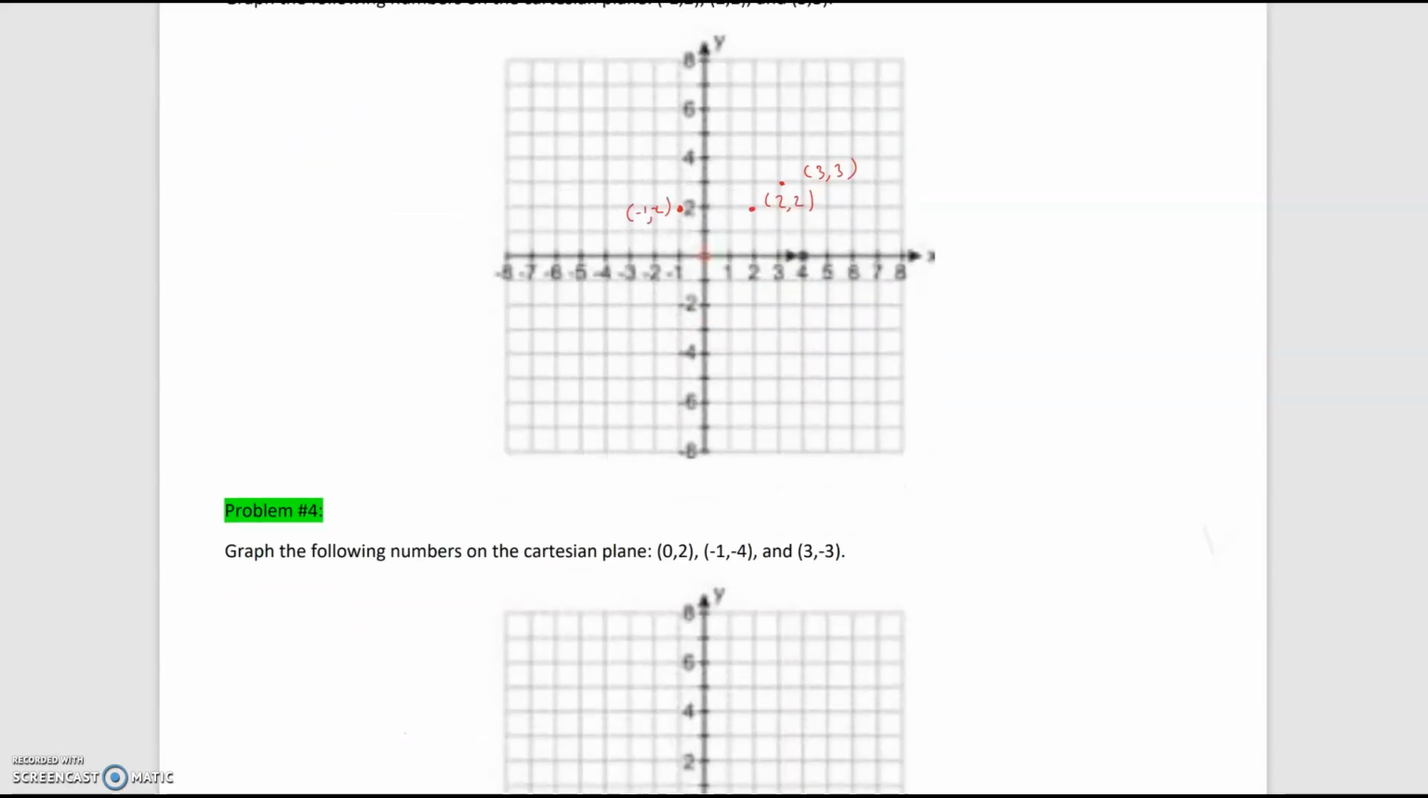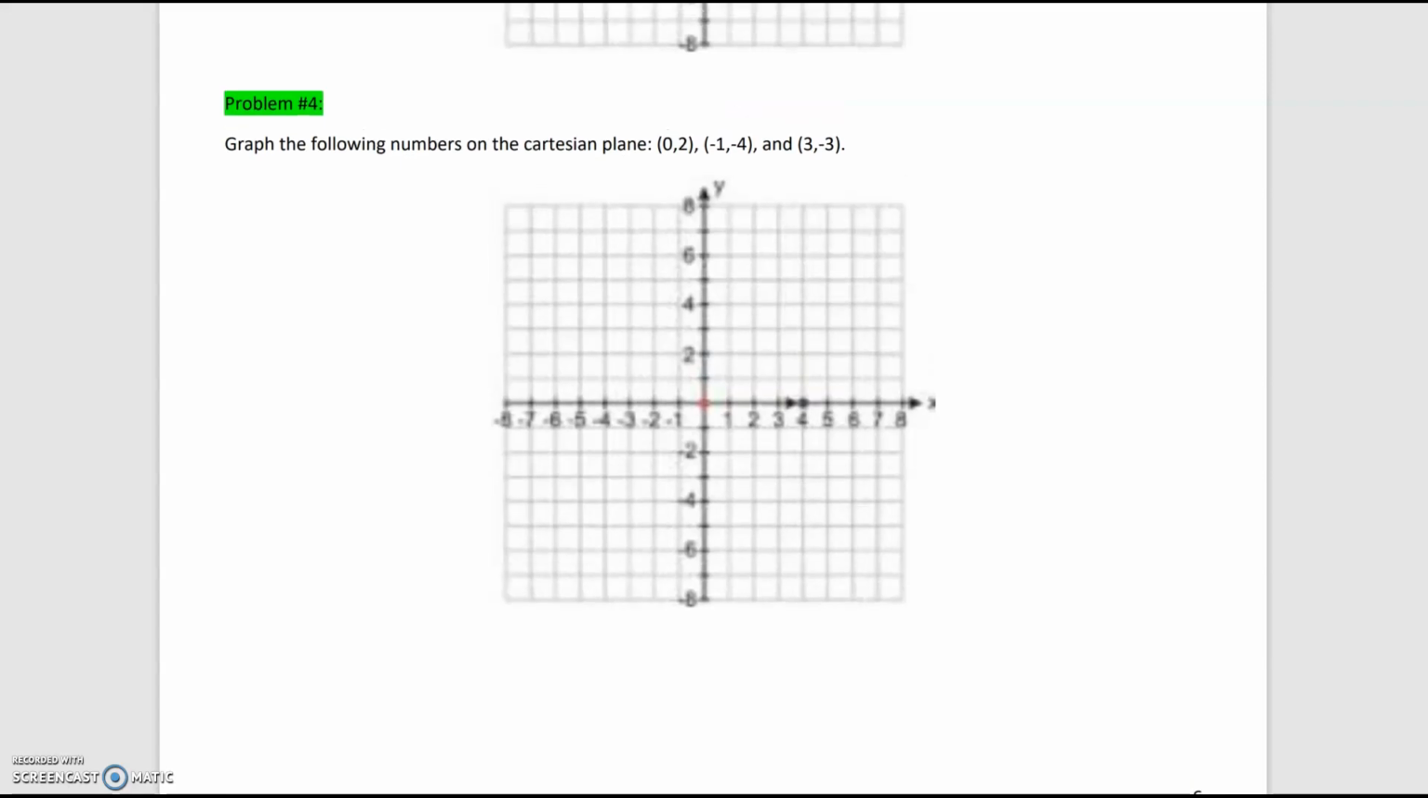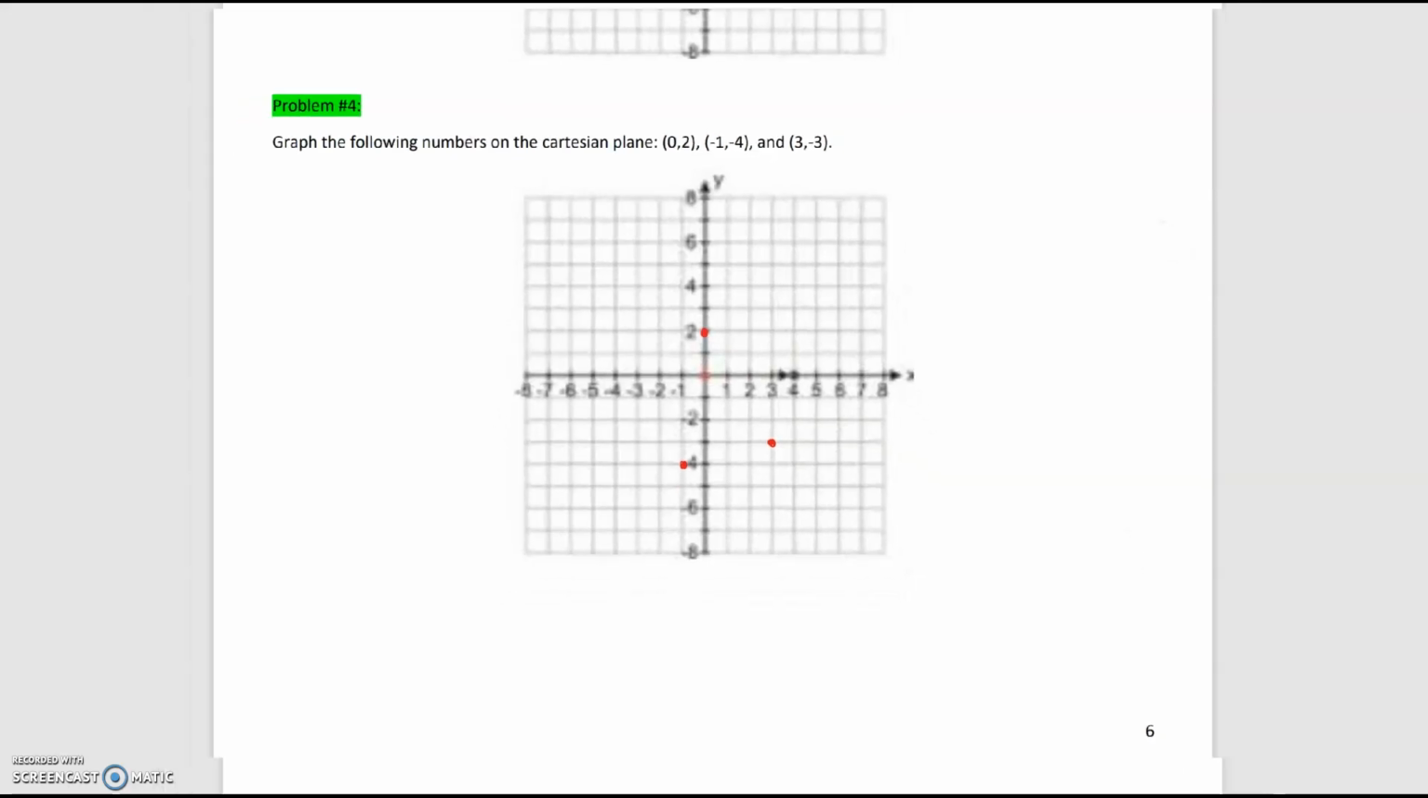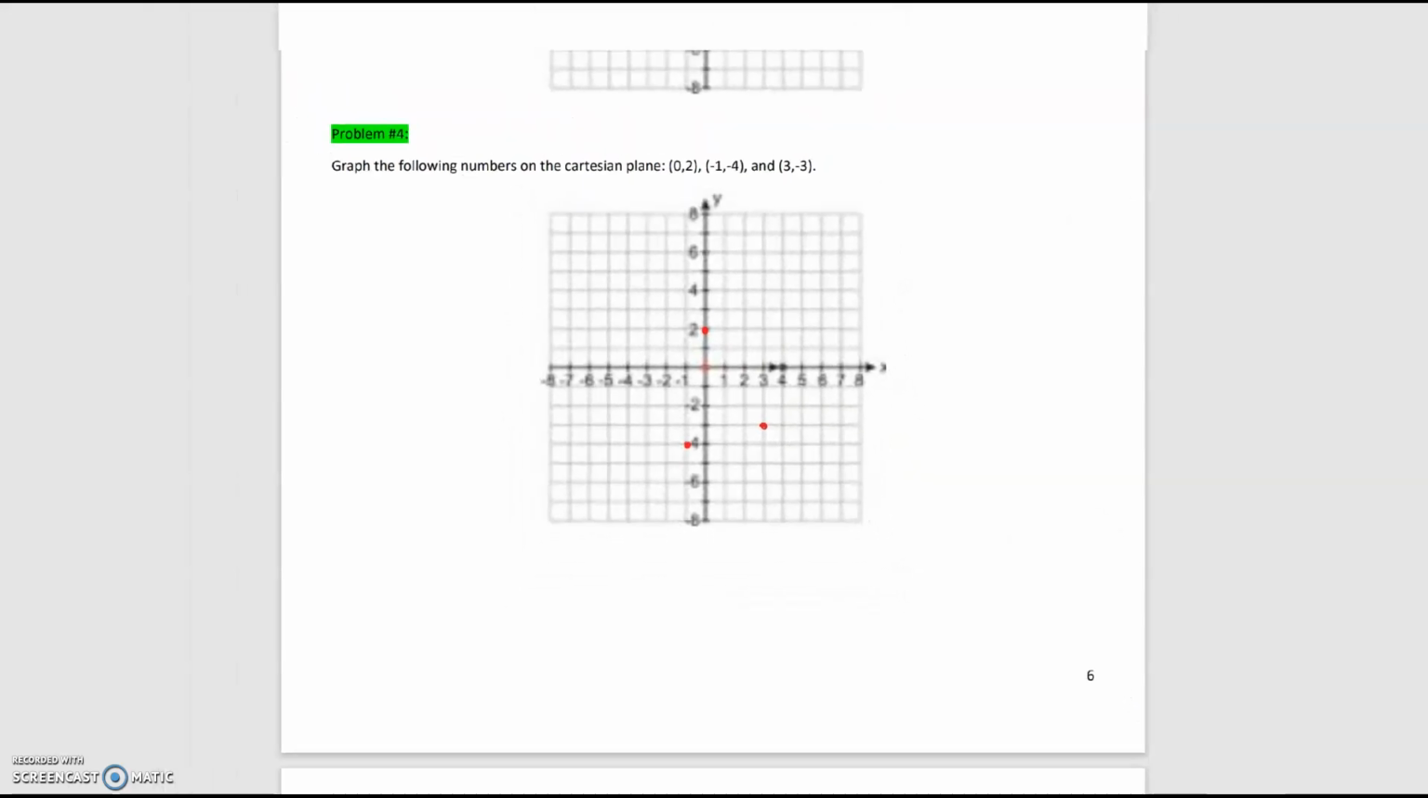Let's take a look at another graph. And in this case, 0, 2, it's going to be this coordinate point. On this problem, I'm just going to put the dots. -1, -4, it's going to be here. And 3, -3, it's here. So 3, -3, -1, -4, and 0, 2. That's actually it for this one.